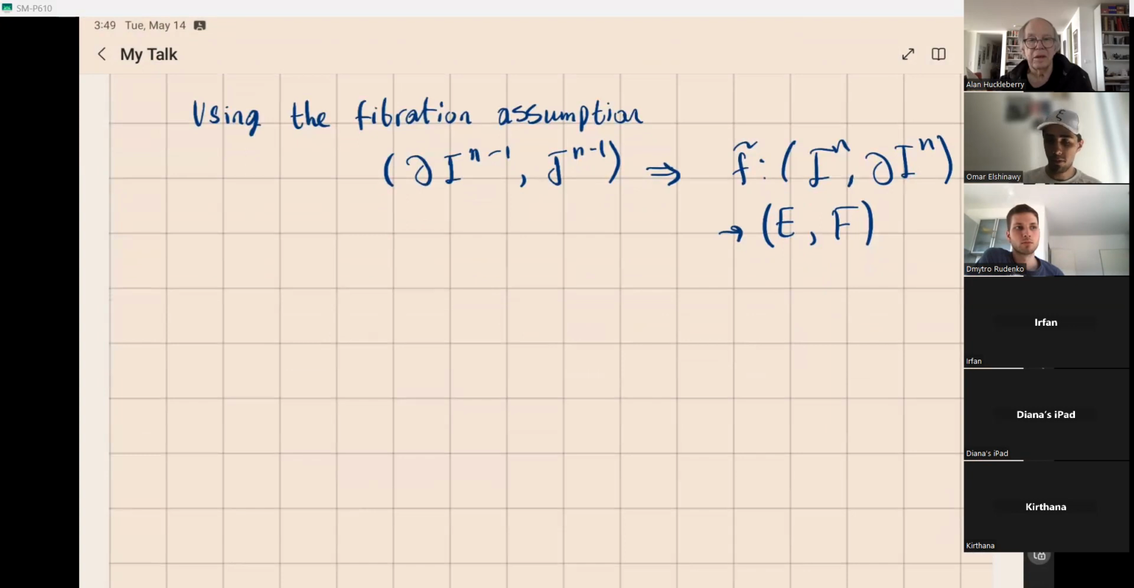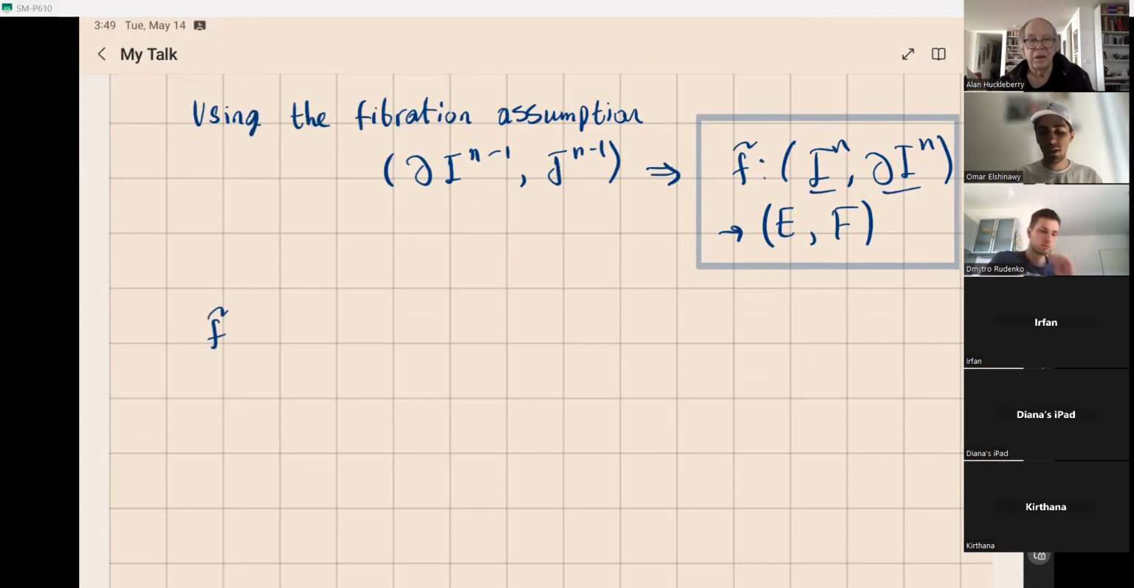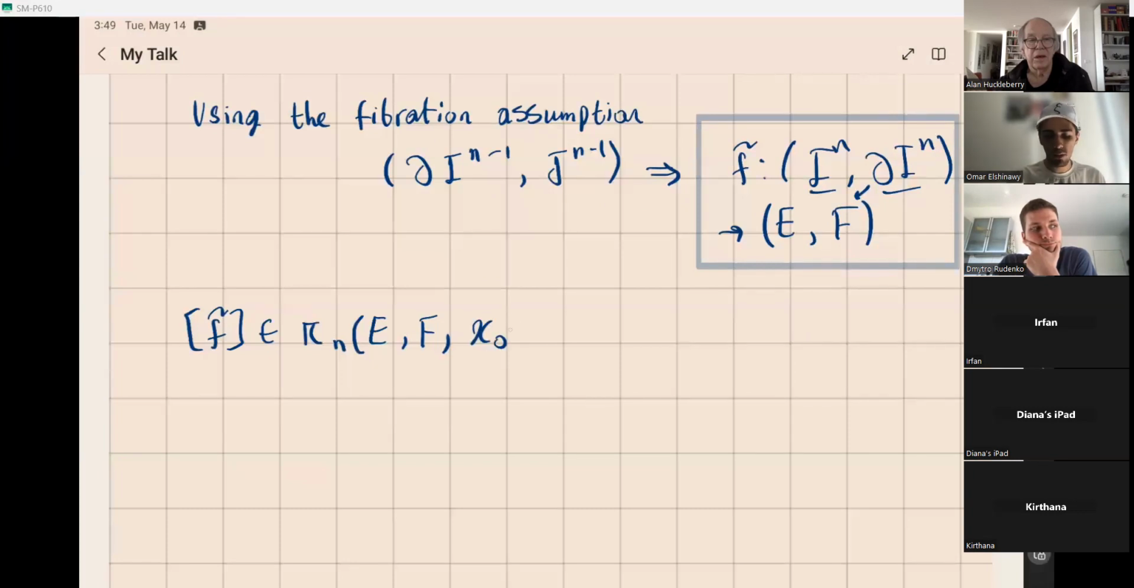And then this is precisely the part where we conclude the surjectivity part. So it's a map from I to the n that maps into E, and the boundary is mapped into F. So we can actually say that its equivalence class is going to be inside of the homotopy group that's given by the pair. I did not define what the homotopy group for a pair is, so maybe I'll do that in a moment.